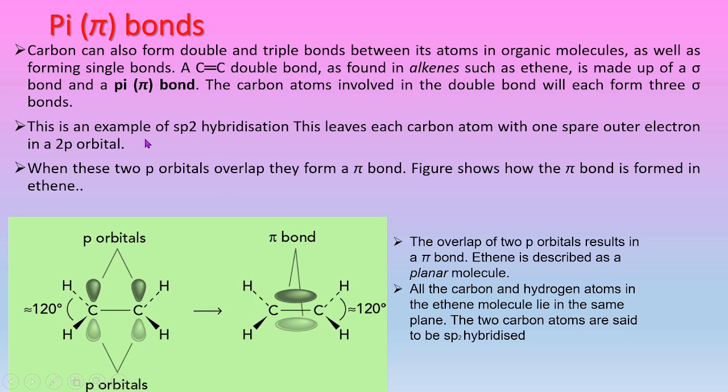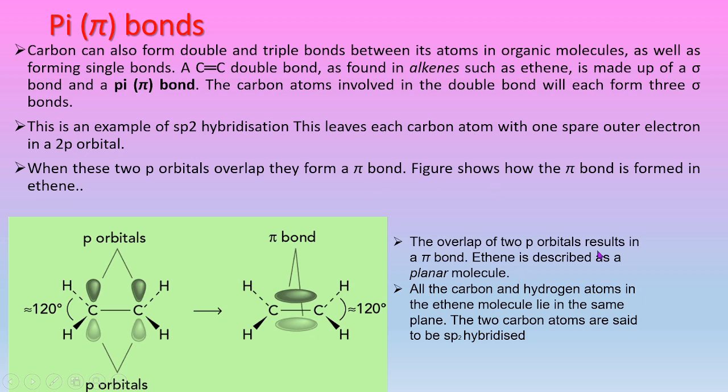Pi bonds. Carbon can also form double bonds and triple bonds between its atoms in organic molecules, as well as forming single bonds. So the C=C double bond found in alkenes like ethene is made up of a pi bond. The carbon atoms involved in a double bond will each form 3 sigma bonds. This is an example of sp2 hybridization. This leaves each carbon atom with one spare outer electron in the 2p orbital. When these 2p orbitals overlap, they form the pi bond.